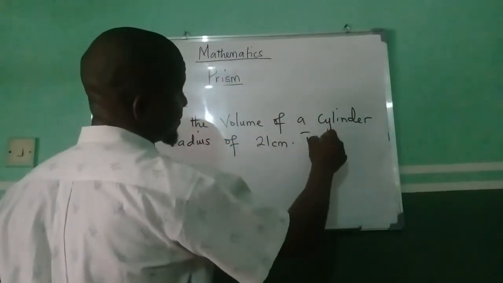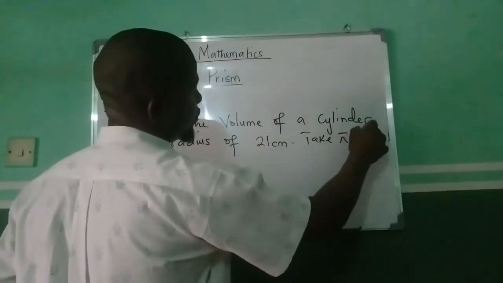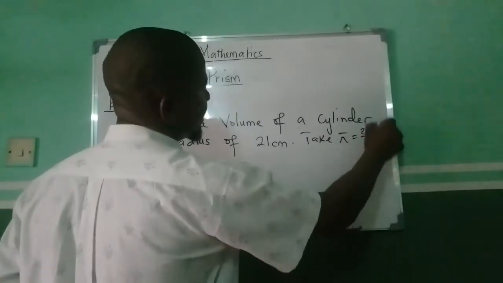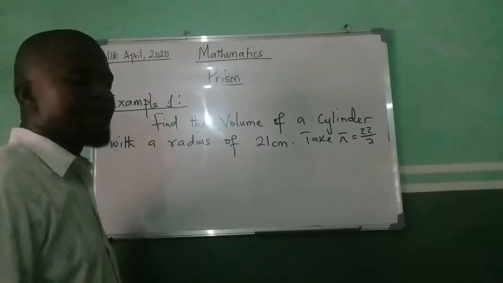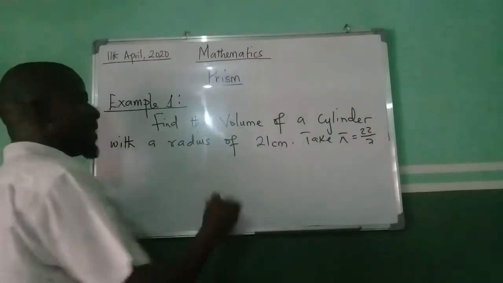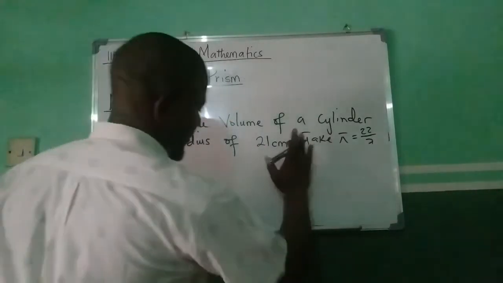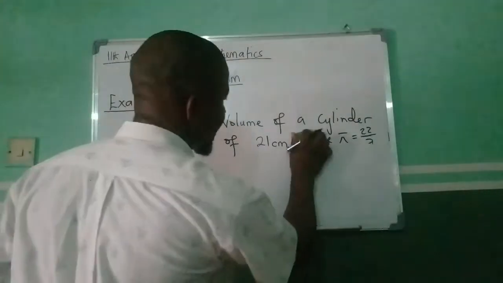let's say, take pi to be equal to what? 22/7. This is a universally accepted value for pi. How do we solve this? What they are trying to point out, okay, the question seems incomplete because we have not been given the height.